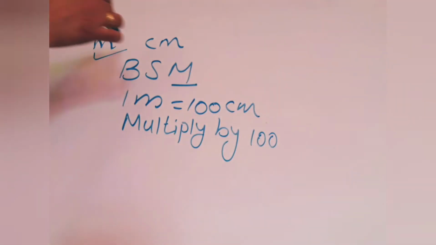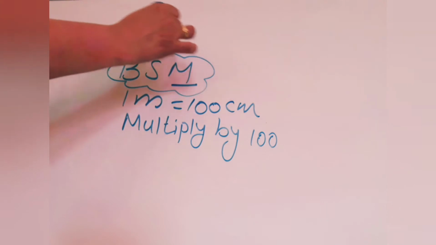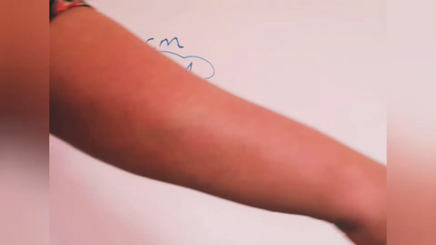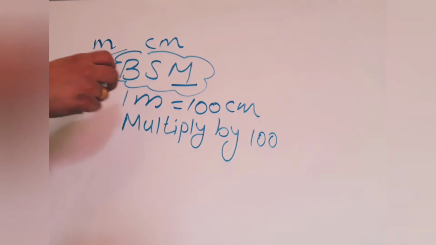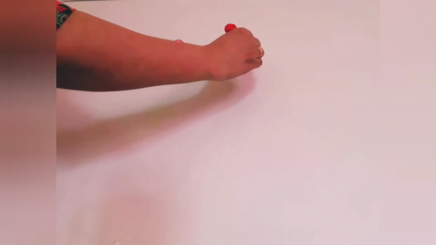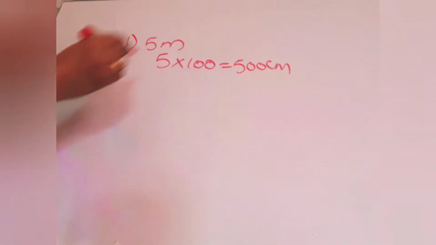So, what you have to remember? BSM. This is applicable for all conversions when we go from big unit to small unit. So, let's try some examples. I am giving a question. Simple question: 5 meter convert into centimeter. We should do 5 into 100, which is equal to 500 centimeter.